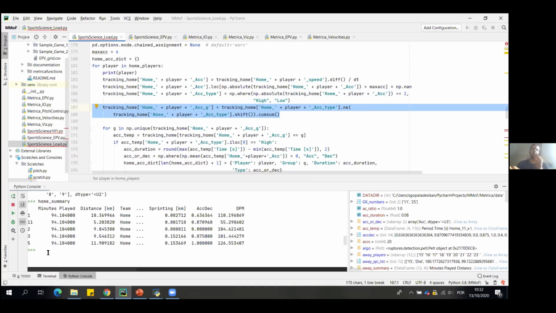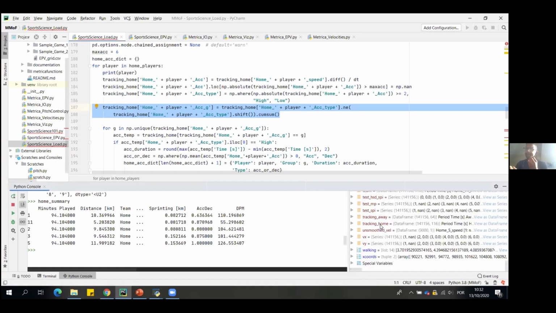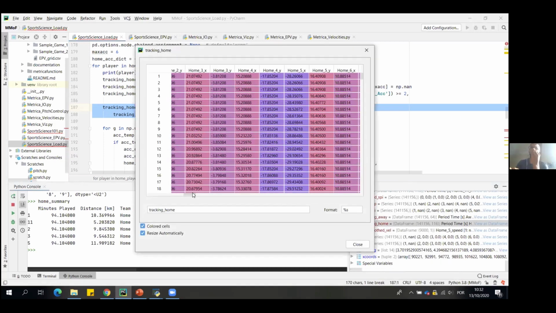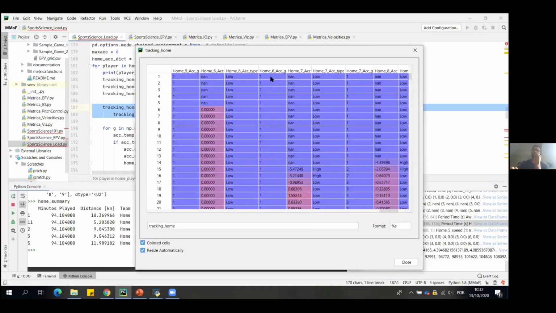So if we take a look for one player, go into tracking home. We see what it looks like for a particular player. We see that here it's a group of low, so it's going to say the same, it's going to say the same. And then we see that the player has now shifted into a high acceleration that's above 2 meters per second squared. And then now we've listed this as its own group. So this is acceleration group 2.